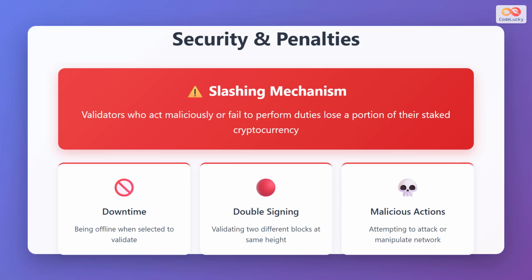Security in proof of stake is maintained through the slashing mechanism. Validators who act maliciously or fail to perform their duties lose a portion of their staked cryptocurrency. There are three main scenarios that trigger slashing. Downtime penalties occur when validators are offline when selected to validate. Double signing happens when a validator validates two different blocks at the same height, which could compromise network integrity. Malicious actions, such as attempting to attack or manipulate the network, result in the most severe penalties. This economic security model ensures validators have strong incentives to act honestly, as bad behavior directly costs them money.